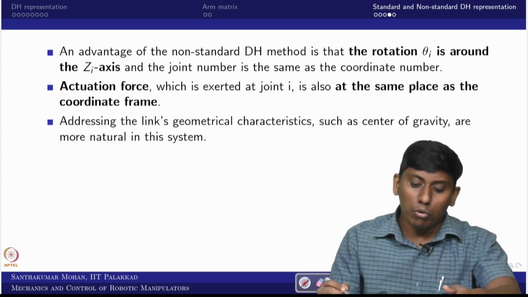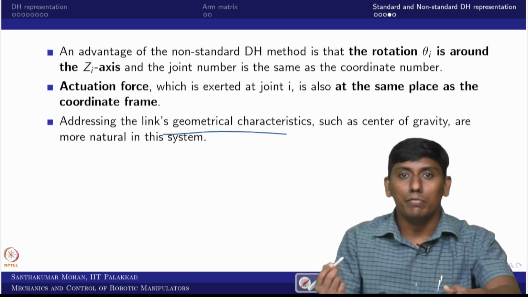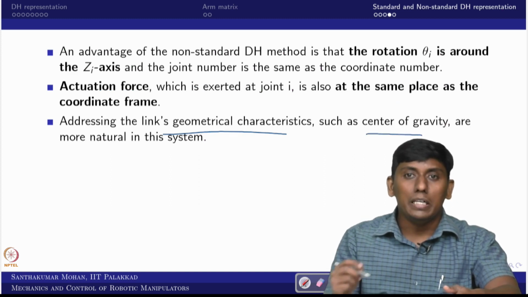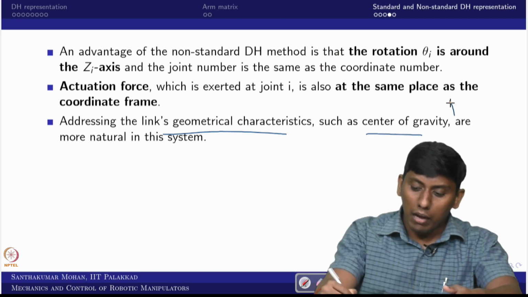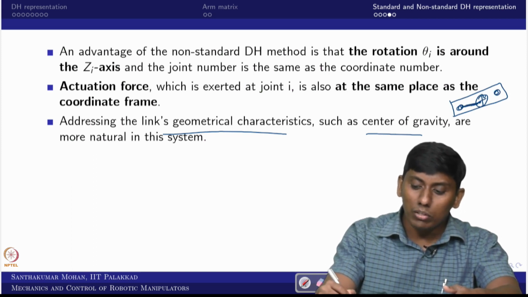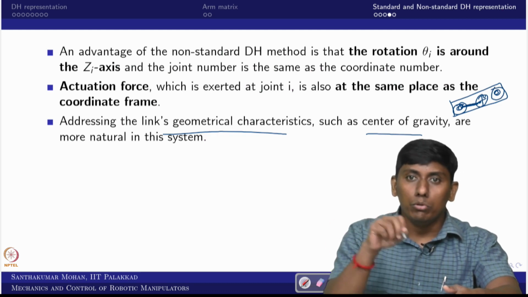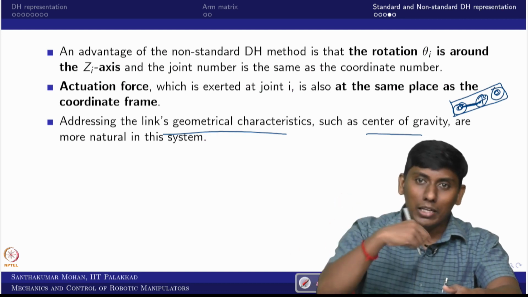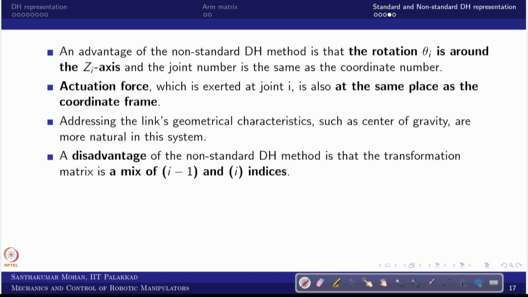In addition to that, the link geometrical characteristics are always beneficial, because this can directly denote the center of gravity. When you have your body, and this is the joint, and this is the centroid, and this is another joint, you can always denote this with respect to this frame or this frame. But if you use the standard, you have to recall the previous frame all the time. And the disadvantage is always there.